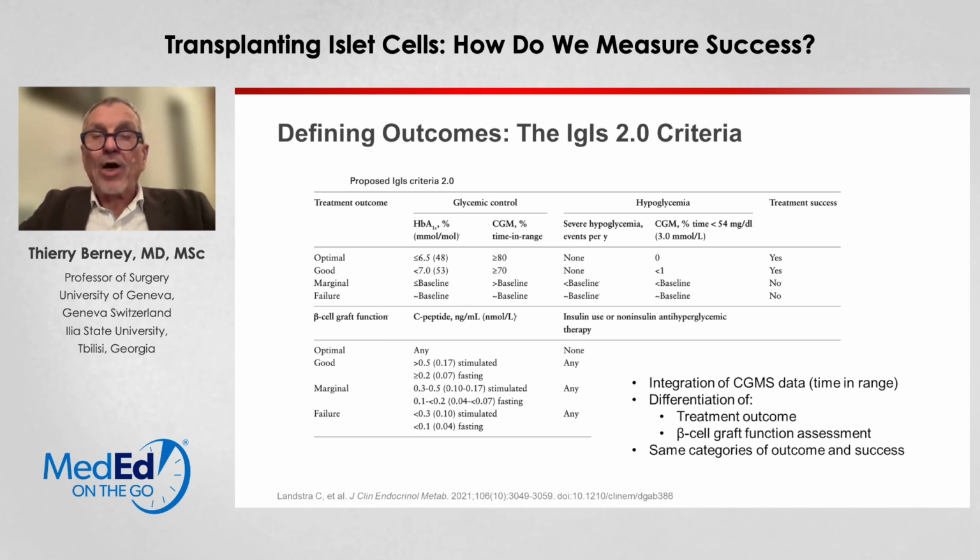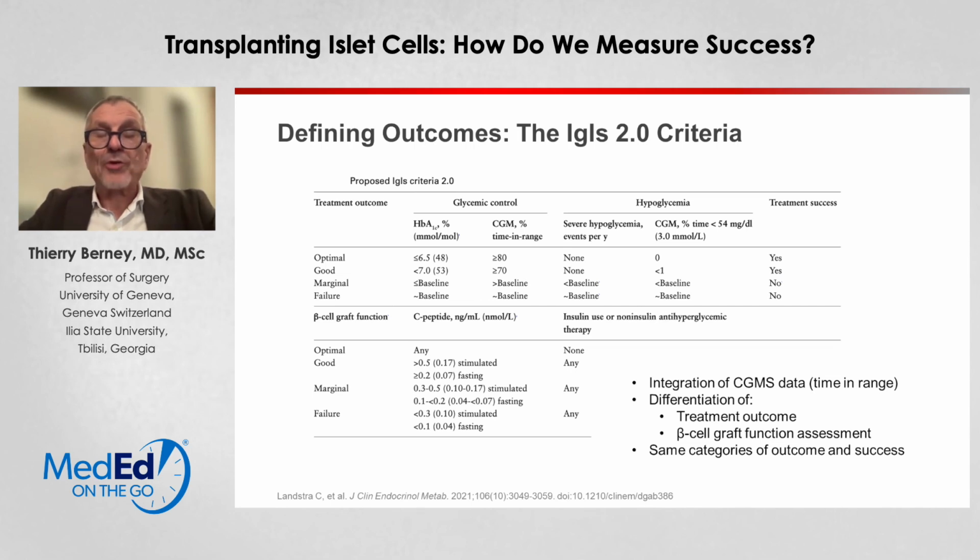And basically, we integrated CGMS data in the definition, and this is roughly the time in range for stability and the time below range for hypoglycemia. And there is a differentiation of treatment outcome and beta cell graft function assessment, but the same categories of outcome and success are kept. So treatment outcome, always optimal, good, marginal, failure; beta cell function, optimal, good, marginal, failure; and treatment success is yes, when the outcome is optimal or good.